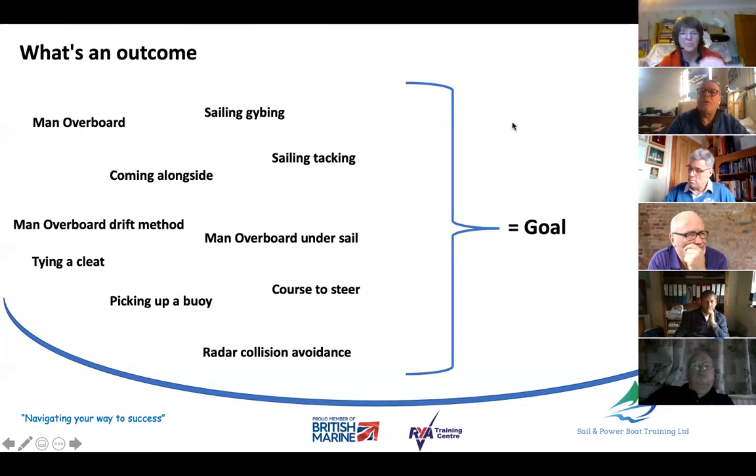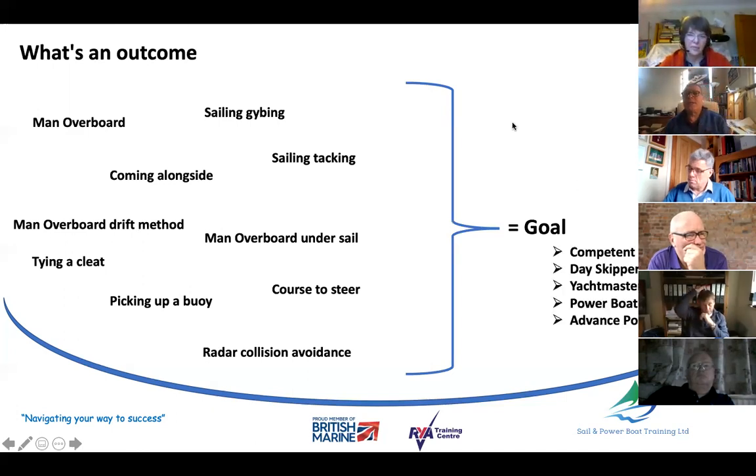And that goal for those students could be Common Crew, Day Skipper, Yachtmaster Exam Prep Week, Powerboat Level 2, or Advanced Powerboat. So at the end of the day, what I'm looking at is the components that sit within the course for the week that make up the ultimate goal of what they want to achieve at the end of that course. So if you can see now, I'm breaking things down into bite-sized chunks. And that's the aim of what I try to do when I'm running a course.